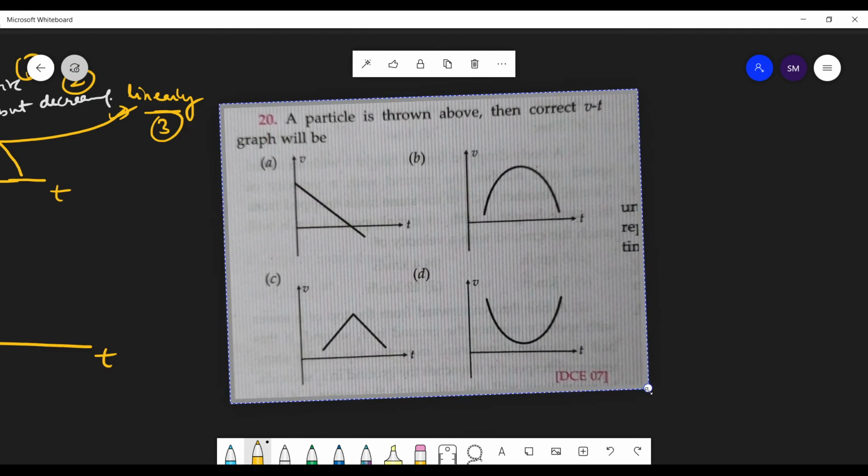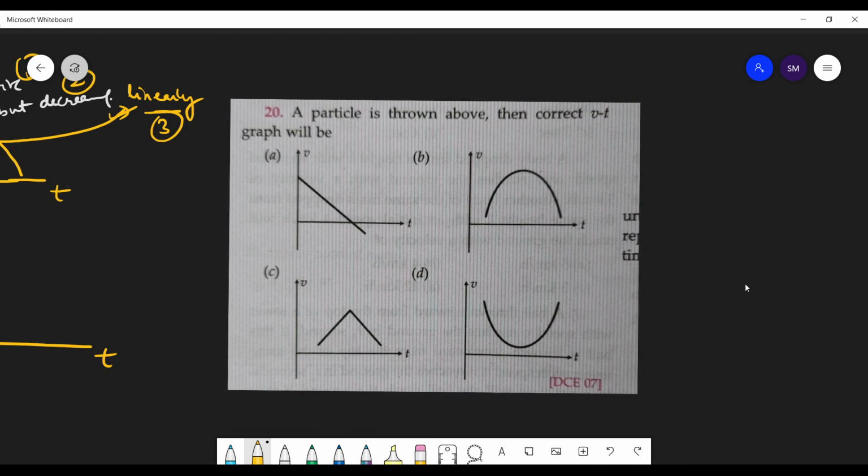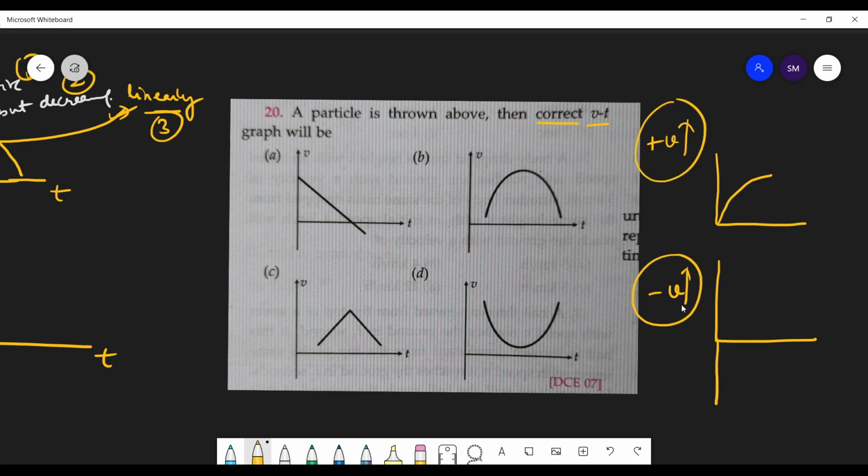A particle is thrown above, then which of these graphs will be the correct VT graph? You have thrown a particle upwards. So in the VT graph, if you have taken the velocity as positive, then you will get this graph. If you have taken the velocity as negative, if the upward direction you have taken negative, then what graph do you get?